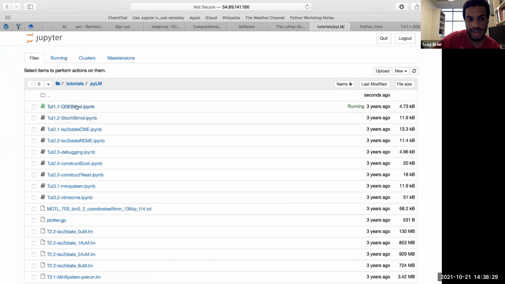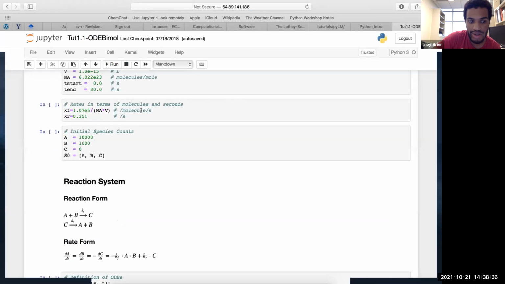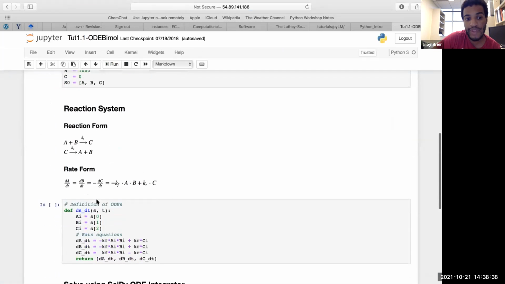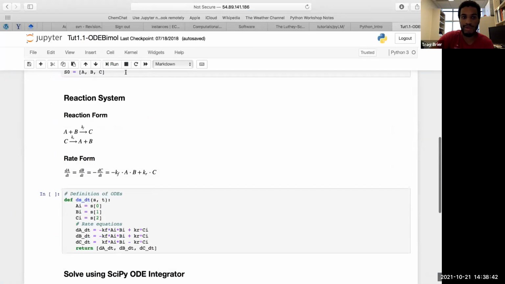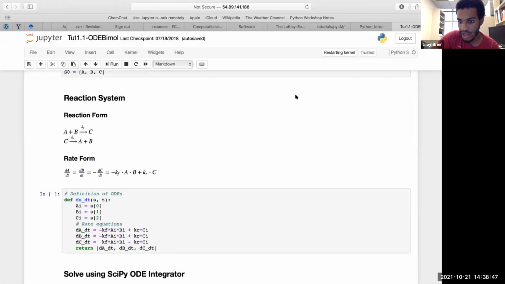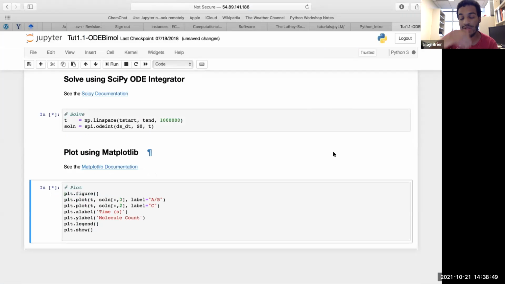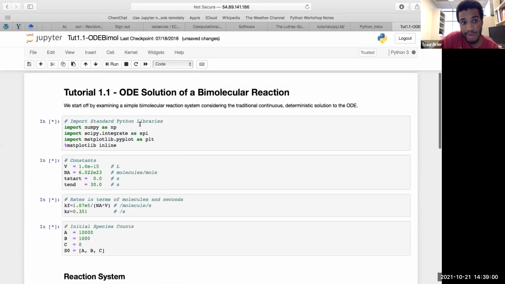What I'll do is go into this one first, which is just looking at a basic bimolecular reaction and solving it with ODEs. So this is showing you how you can do something with ODEs, and then the next one will be doable in Lattice Microbes itself. And the example of the restart run all is what you're seeing now, it will actually run everything.